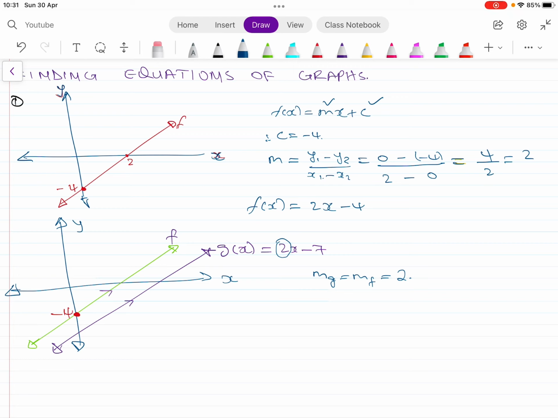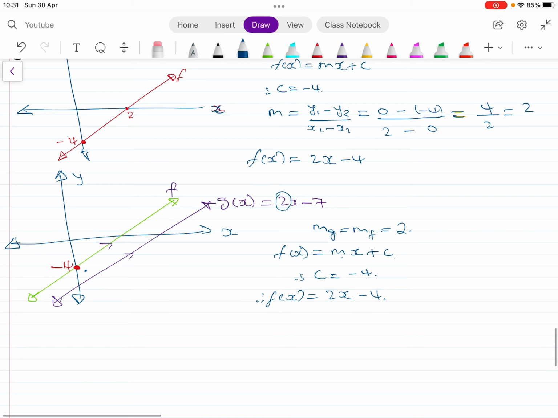And now, because you are looking for the equation of f of x, you must just rewrite the standard equation. It's mx plus c. So you already know what m is. You need the y-intercept. The y-intercept already tells us that for f it is negative 4. That means c equals negative 4. And therefore, f of x equals 2x minus 4. I hope that was easy to do.